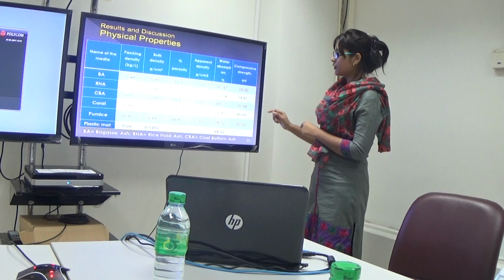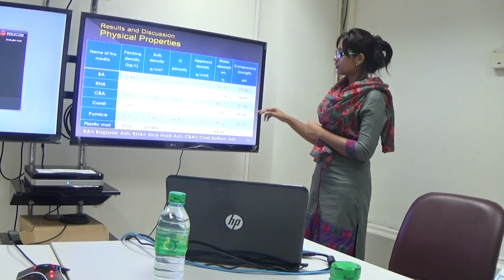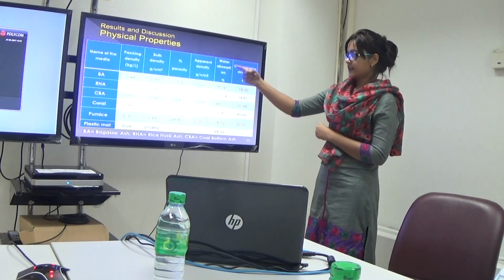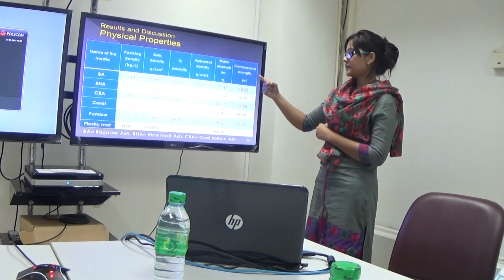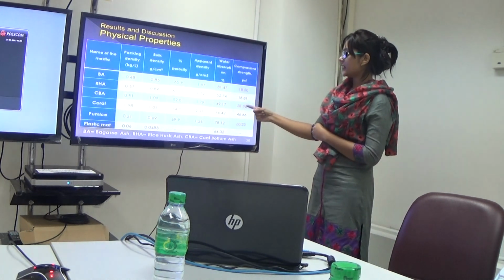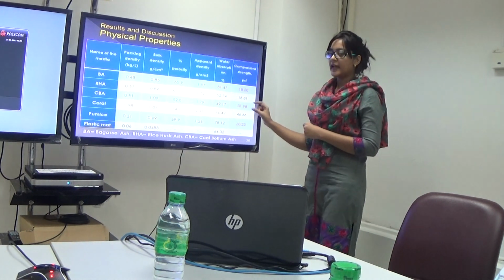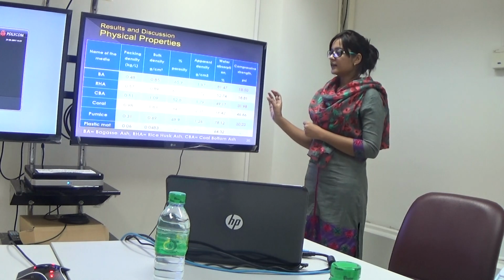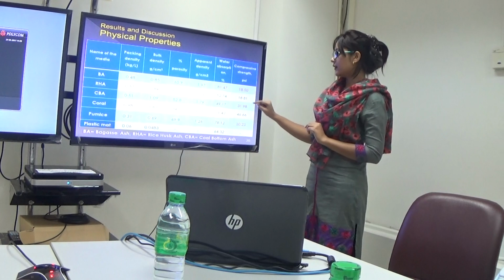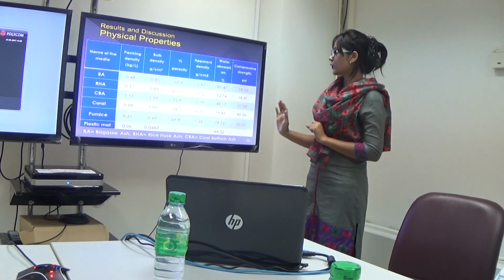But for water absorption, we can see there is some variation in these pellets. The bagasse pellet, B means bagasse pellet, gives the highest water absorption, and coral you can see gives less water absorption. Because in coral there are some pores, but it cannot absorb. So the water absorption is very low for coral.